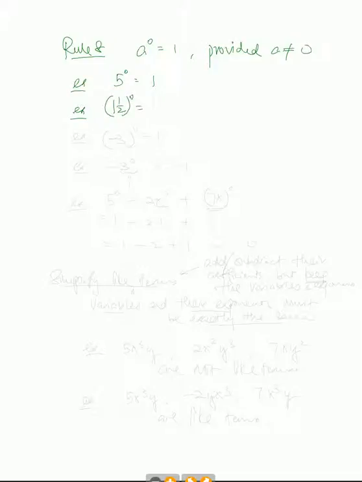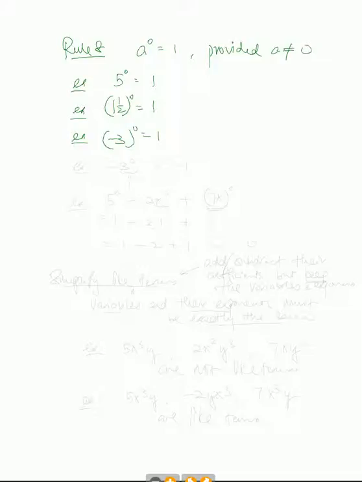So that brings me to rule number 8, which is the last rule in the book. And this rule is saying that anything to the power of 0 is always equal to 1, provided the base is not 0. Okay, so what this means is, for example, if you have 5 to the power of 0, that's 1. 1.5 to the power of 0, that's still 1. If you have negative 3 to the power of 0, that's still 1.